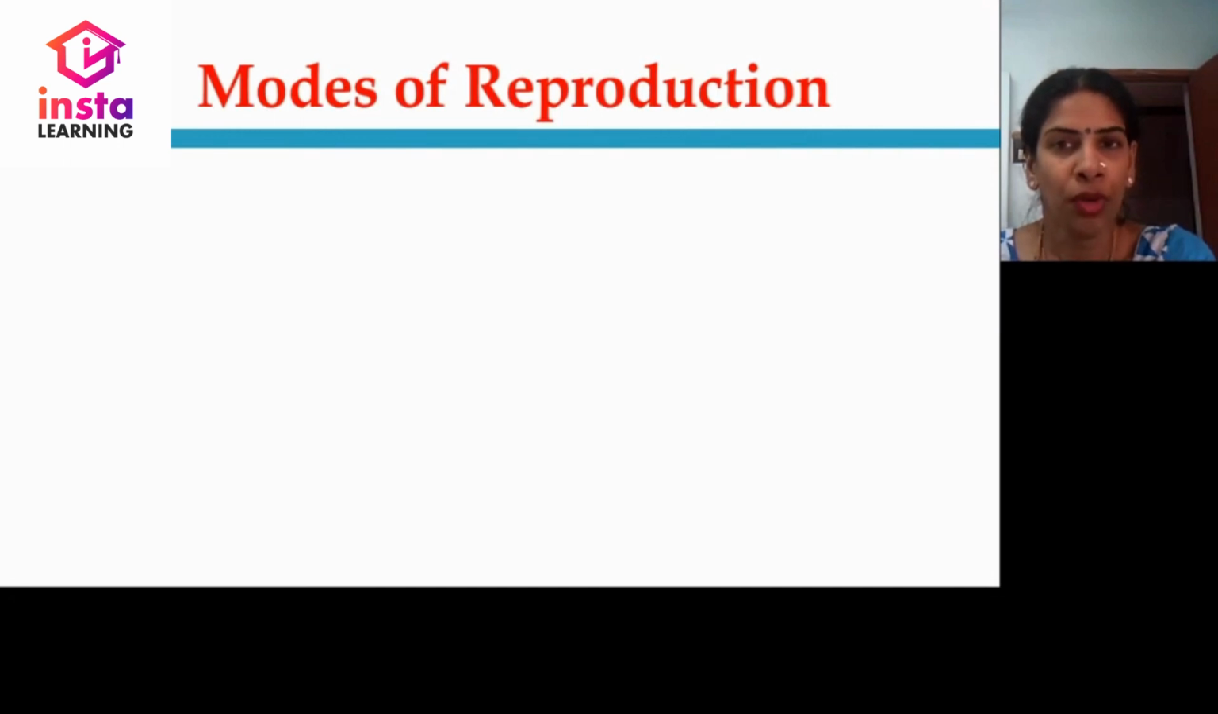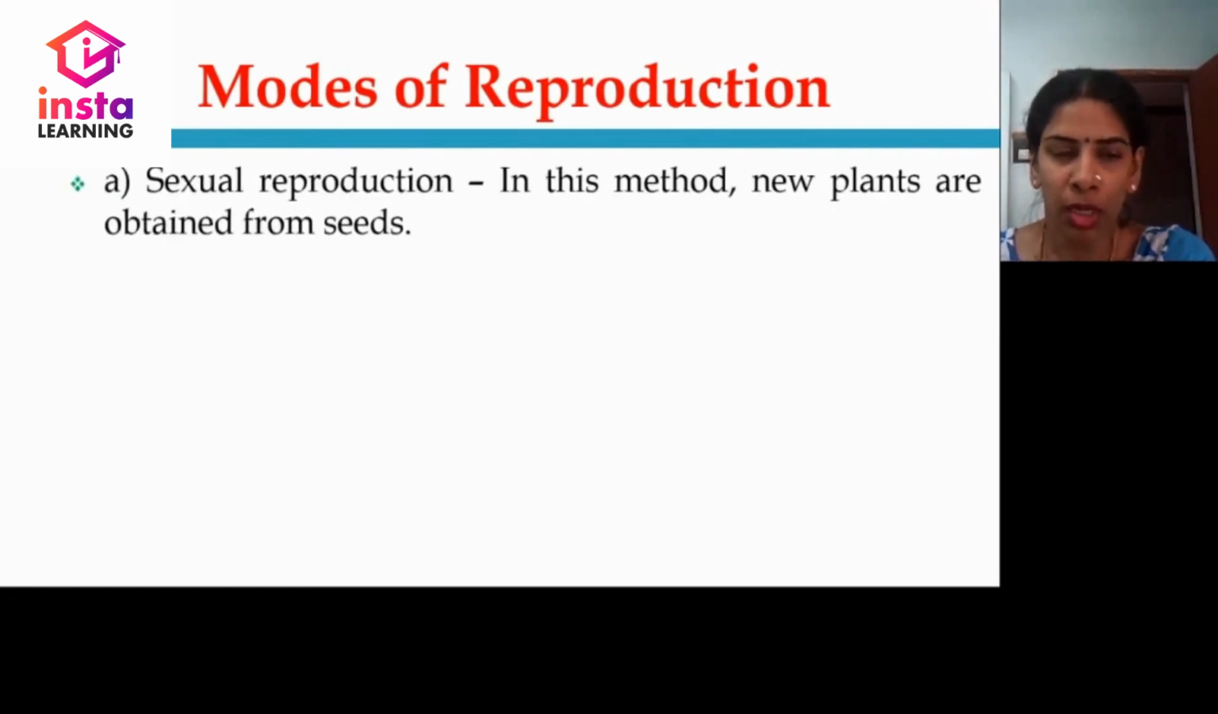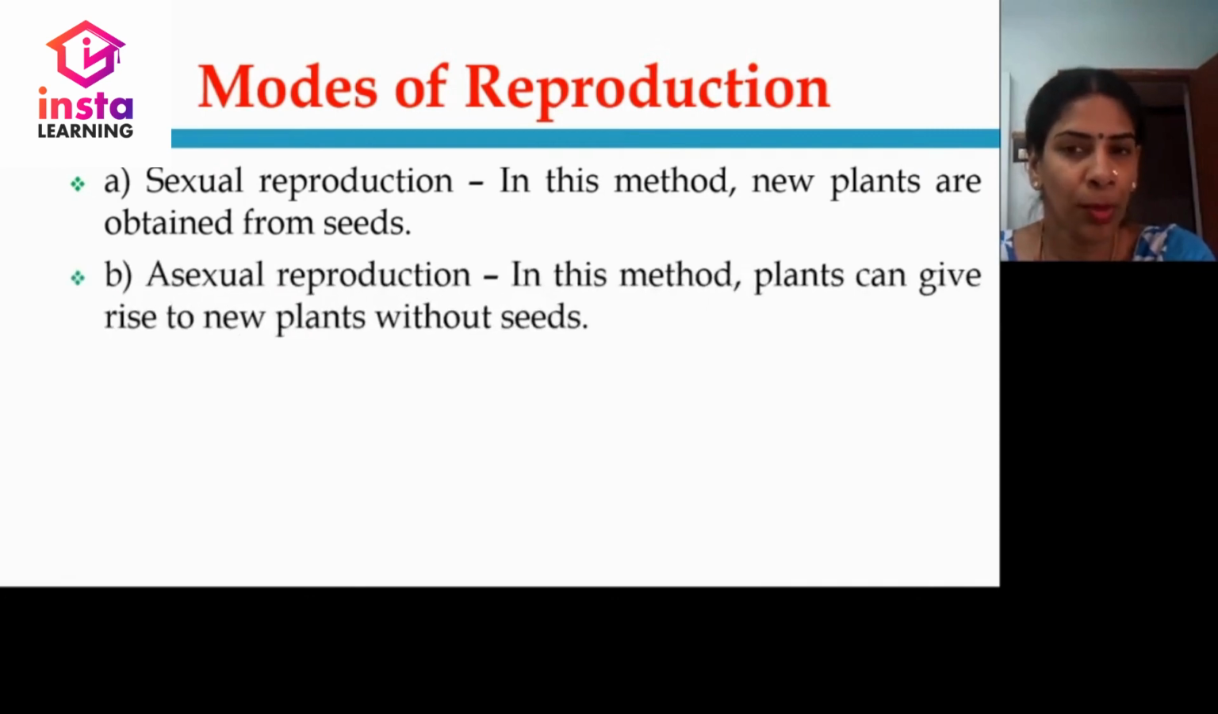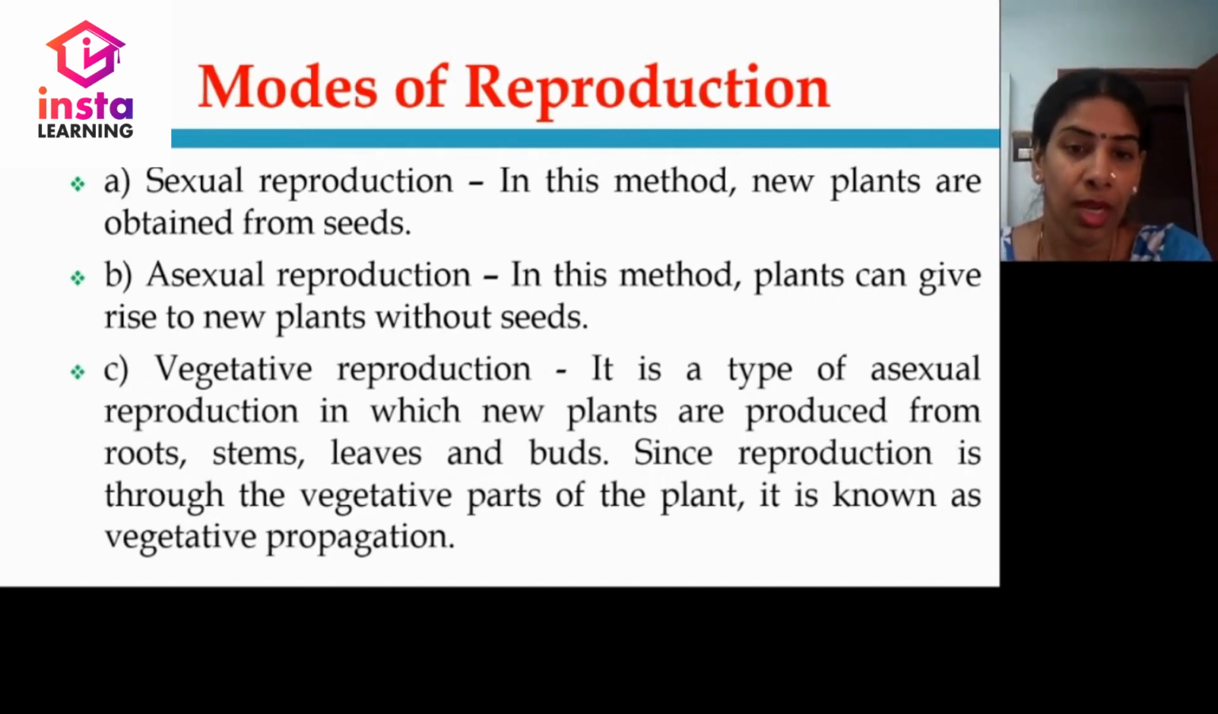What are the different types of reproduction? We have already heard about sexual reproduction. In this method, new plants are obtained from seeds. Asexual reproduction: in this method, plants can give rise to new plants without the formation of seeds. The last is vegetative reproduction. It is also a type of asexual reproduction, but here the new plants are produced from the roots, stems, leaves and buds. As discussed already, these are vegetative parts of the plant and hence it is called vegetative propagation.